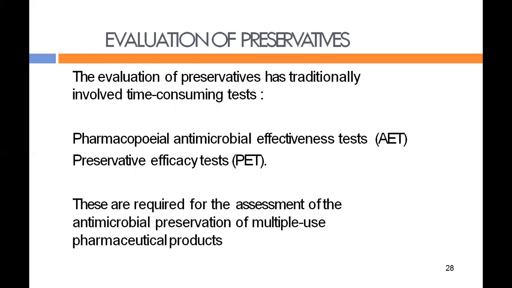Now, the evaluation of preservatives has traditionally involved time-consuming tests. There are two tests: the pharmacopoeial antimicrobial effectiveness test (AET) and the preservative efficacy test (PET). These are required for assessment of the antimicrobial preservation of multi-use formulations or multiple dose pharmaceutical products.